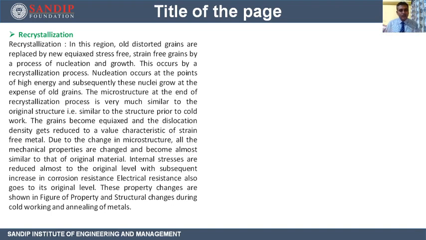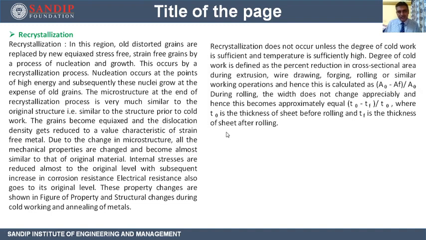So they try to match the initial, original levels, with a subsequent increase in corrosion resistance. Electrical resistance also goes to its original level. These property changes are shown in the figure of property and structural changes during cold working and annealing of metals, the graph which we had seen earlier.